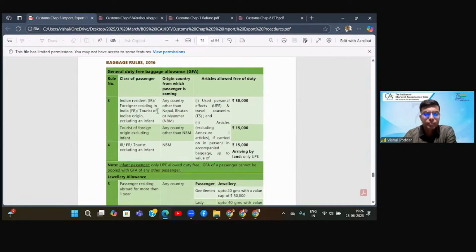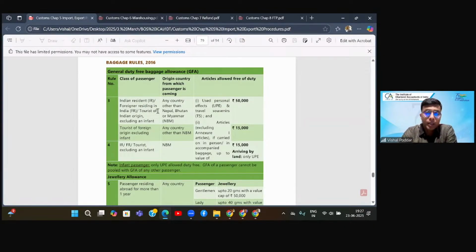Okay. Now, the next thing that we have is the baggage rules. Now, what are baggage rules? Firstly, baggage means what? So, baggage is your personal luggage. Interestingly, the custom law defines baggage saying that baggage includes unaccompanied baggage. So, it is defining baggage in an inclusive manner. So, baggage is nothing but what we call as luggage.